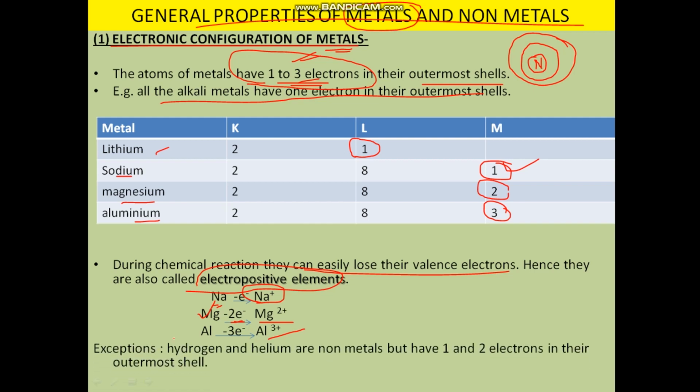But exceptions are hydrogen and helium. They are non-metals but still have 1 to 2 electrons in their outermost shell. So all the exceptions you have to remember carefully.